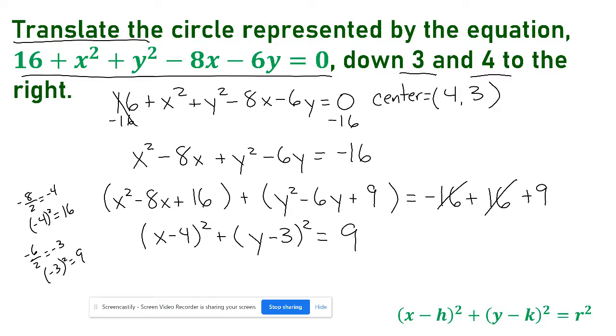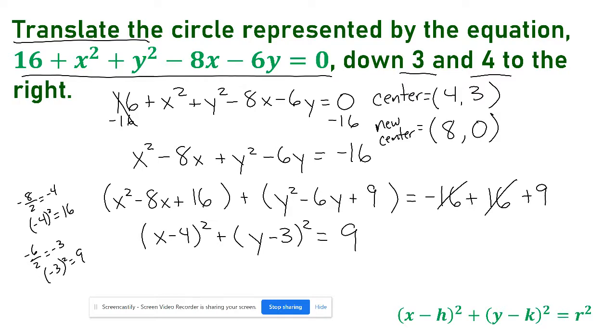So if our center is at (4, 3) and I need to move that down 3, that's my y value. If I go down 3, that's going to put my y value at 0. So I was at 3, I moved down 3 spots, I'm at 0. 4 to the right: I'm at 4 originally, moving 4 to the right, so that's 4 in the positive direction. I'm just going to add 4, and I'm going to end up at 8. So my new center for my new translated circle is going to be at (8, 0).